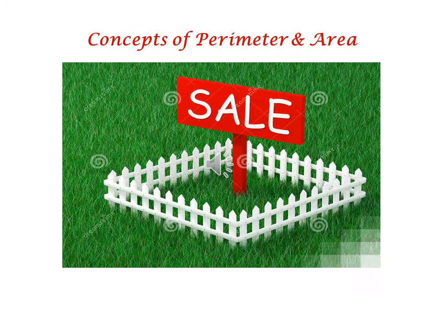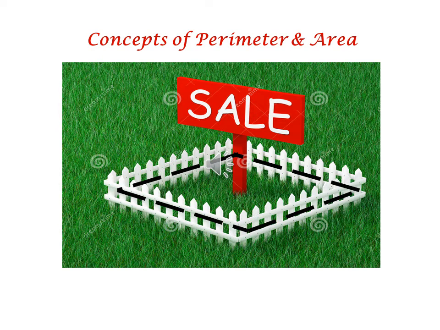Now let us take an example of green field land to understand the concept of perimeter and area. The perimeter is the fencing around the land, and the area of the land is the space occupied by the perimeter on the earth.